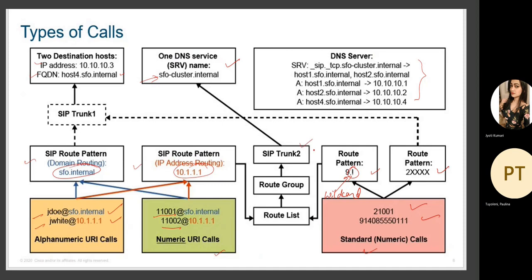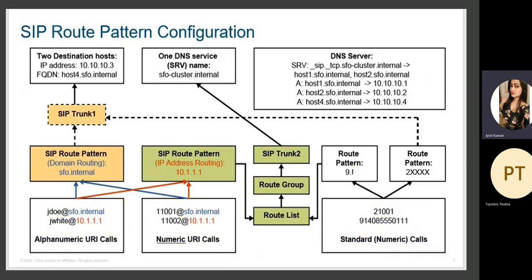The different prerequisites are that the SIP trunk is configured, and route groups and route lists are configured to make calls outside or between the sites for multi-site deployments. For SIP route pattern configuration, we can see the same IP address, FQDN is there, DNS service is available. For different users, for the domain routing, we need a domain configuration like this.